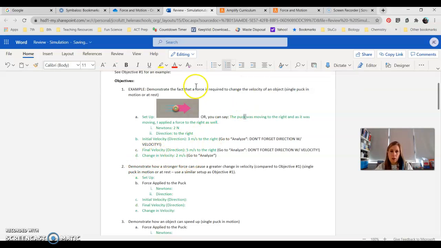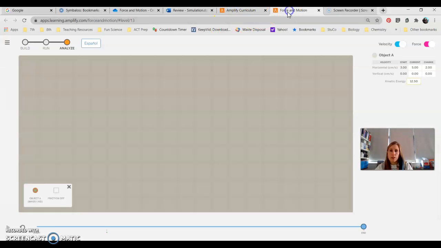And finally, change in velocity. So how much did it change by? It's pretty obvious where you guys see which direction your initial and your final are going, so I don't really have to include a direction on that. So my change would be 2.